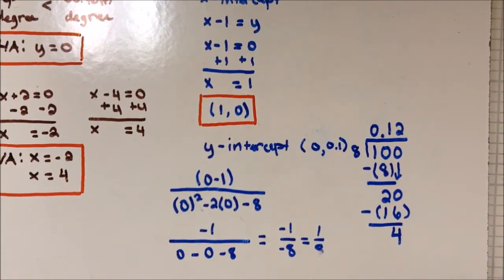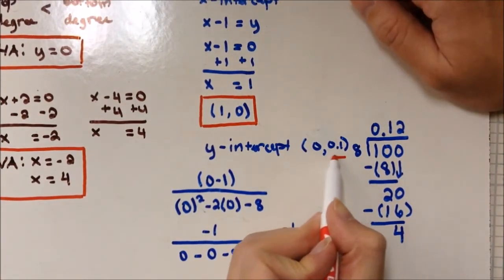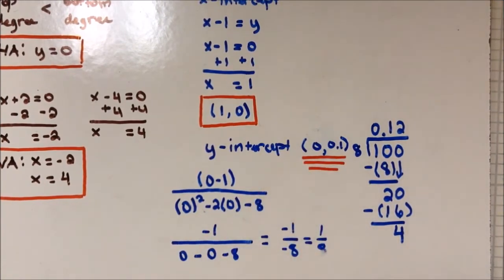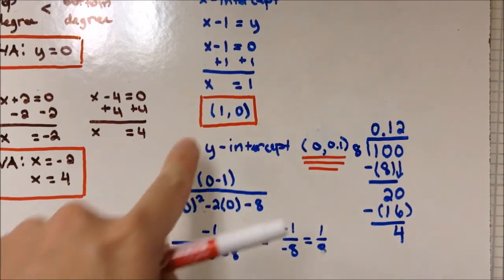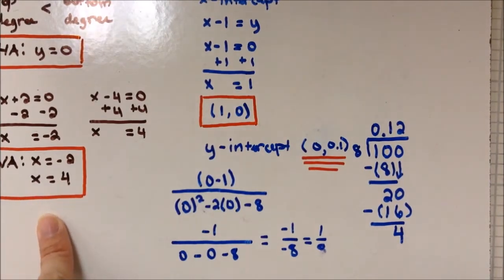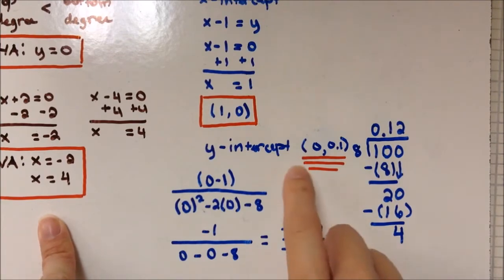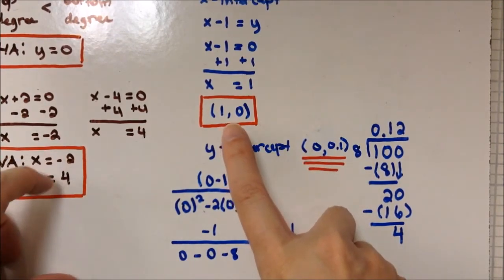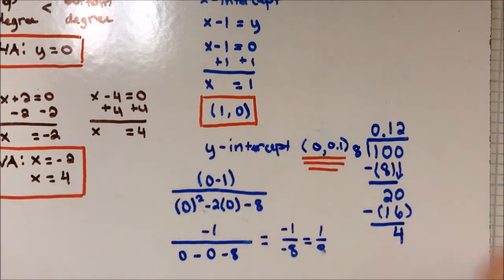So that's our y-intercept right here, (0, 0.1), and our x-intercept is (1, 0). Alright, now let's take a look at the vertical asymptote. We know that 0 and 1 is between negative 2 and 4.